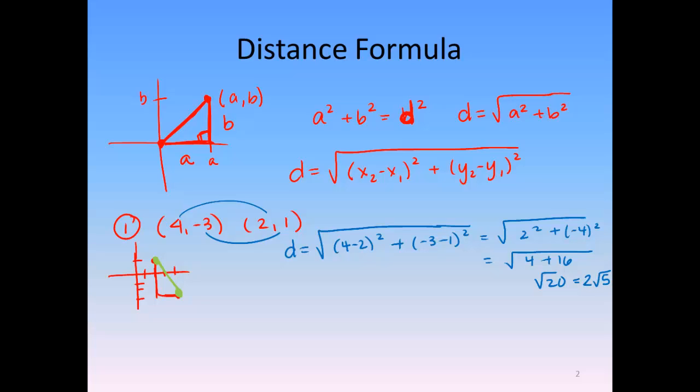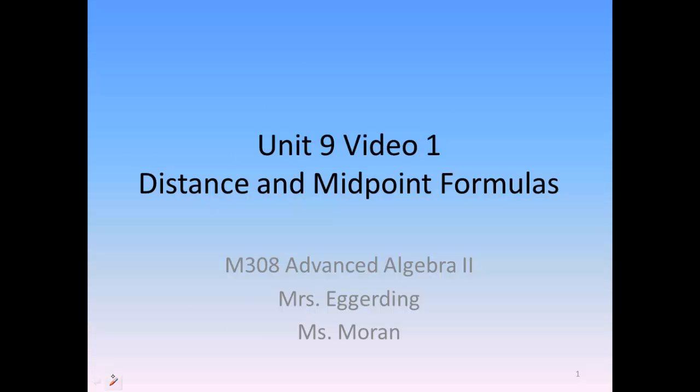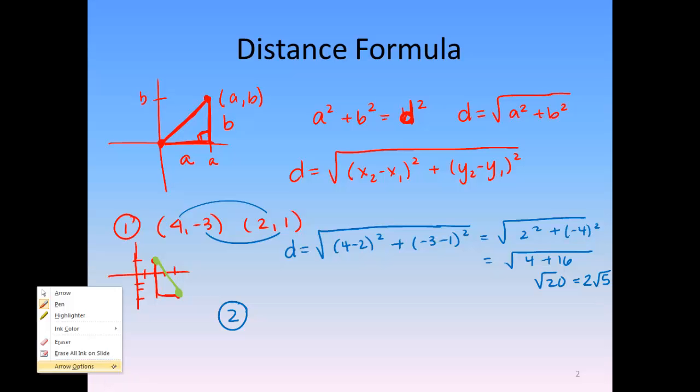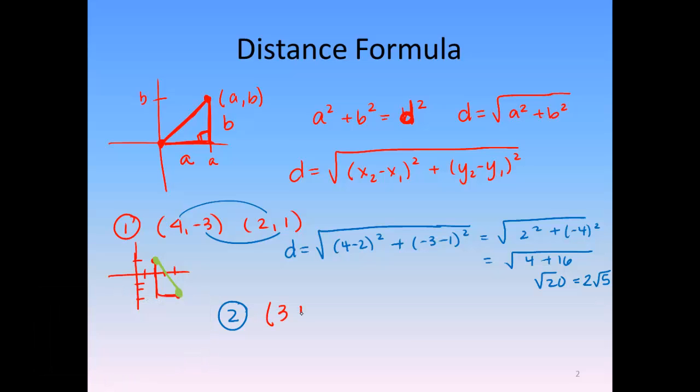And that is the distance, or the length of the hypotenuse, between those two ordered pairs. Let's try one more. I'll squeeze it in here. My next ordered pair that I'm going to present to you, sorry about that. The next one we're going to do is 3, 4 and -1, -5.